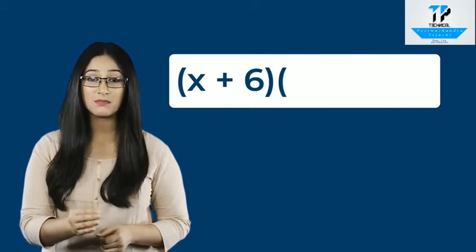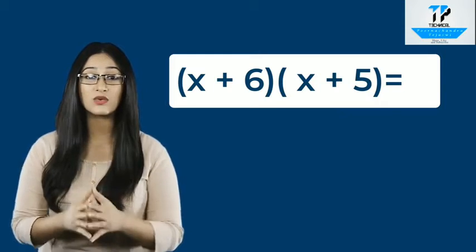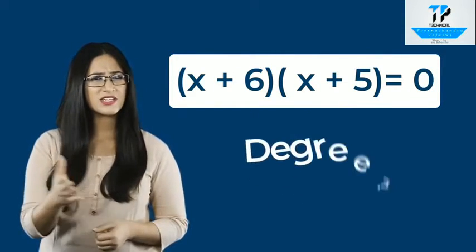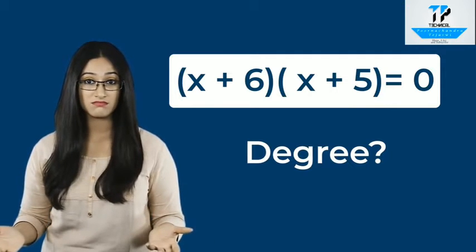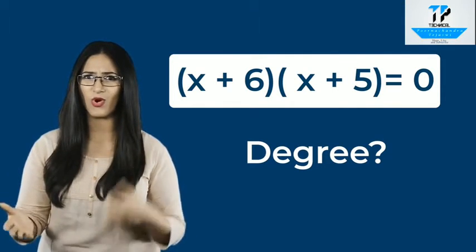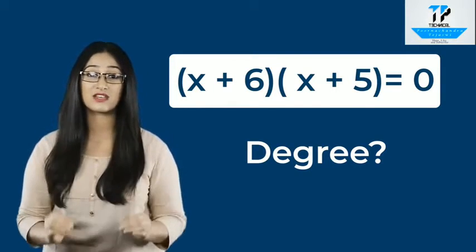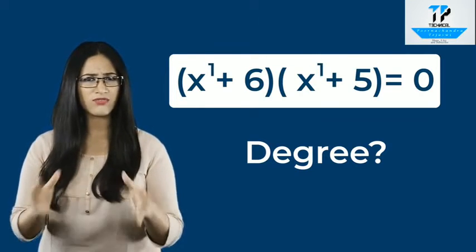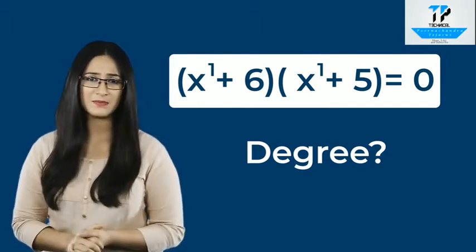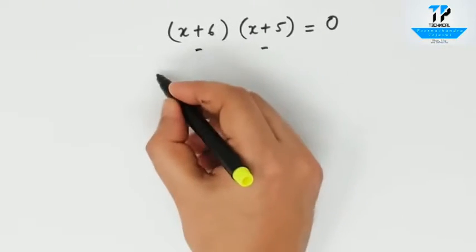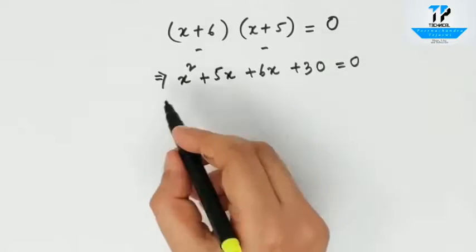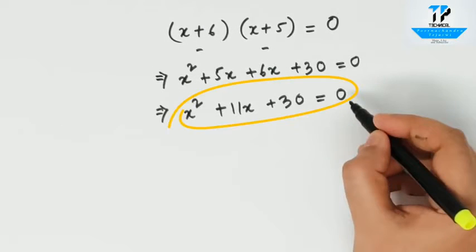But there are some equations which don't really look like quadratic equations. Consider this equation: (x plus 6) multiplied by (x plus 5) is equal to 0. What is the degree of the equation here? Is it 1 or is it 2 or something else altogether? At first, it might seem like the degree of this equation is 1 because the power of x at both places is 1, right? But let's expand this equation first.